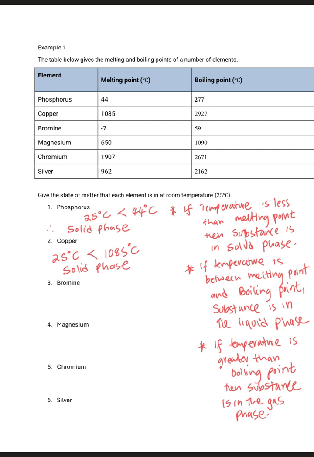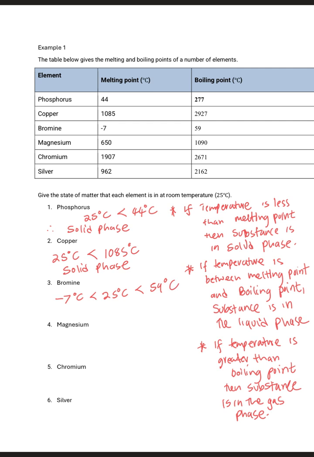Next one is bromine. The melting point of bromine is -7. So we check what is the room temperature. Room temperature is 25 degrees. So the melting point of bromine is -7, which means -7 degrees Celsius is less than 25 degrees Celsius. And then what is the boiling point of bromine? It is 59 degrees Celsius.